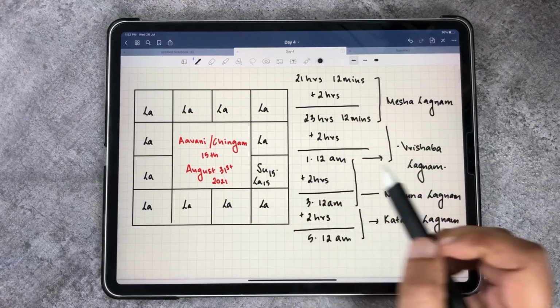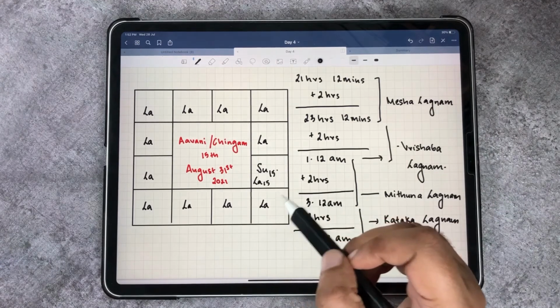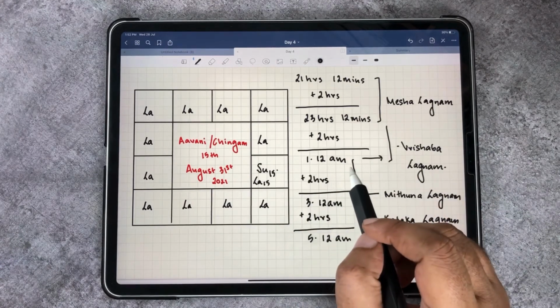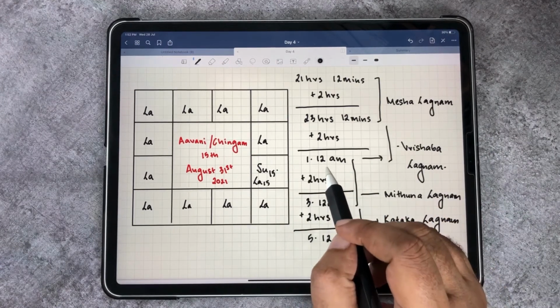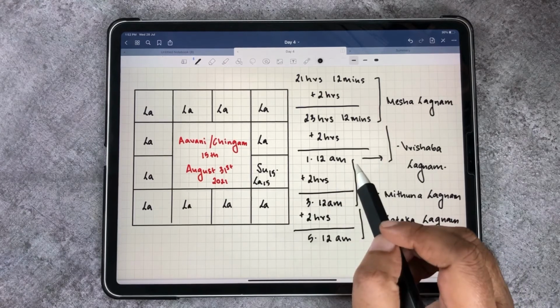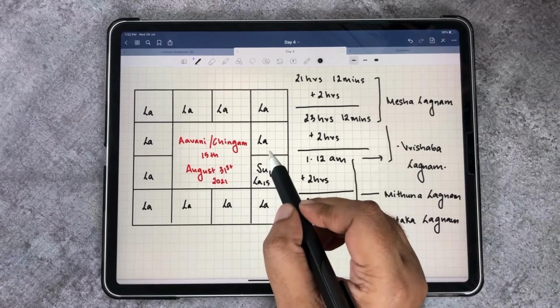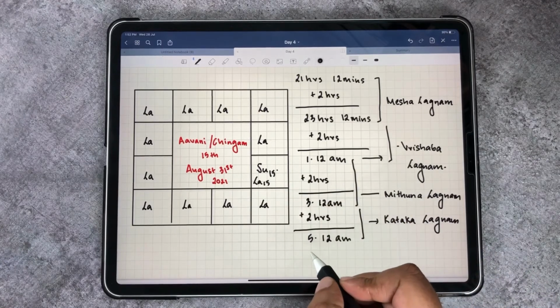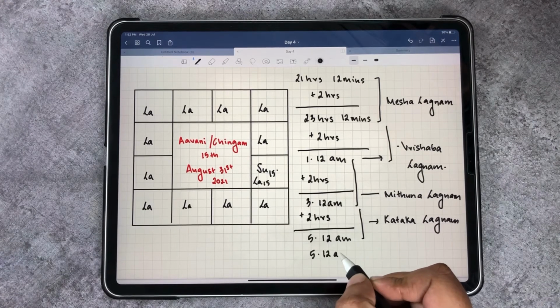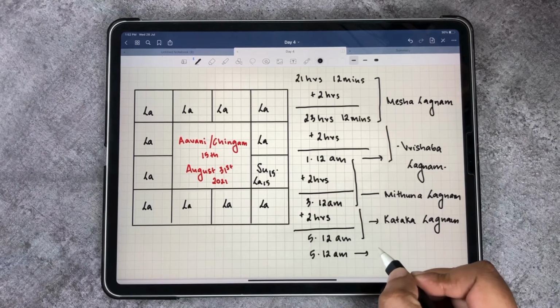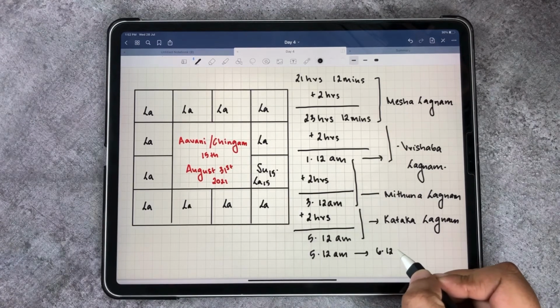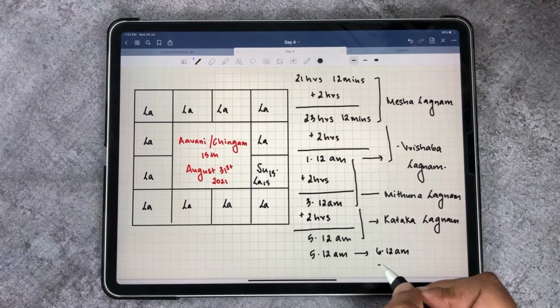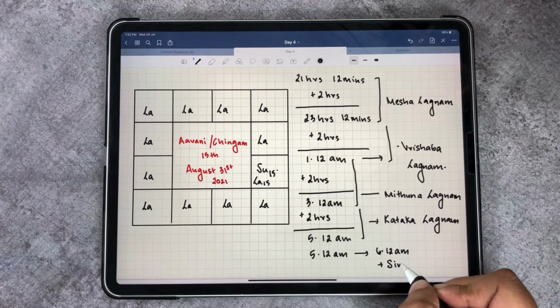So by 5:12 a.m. Kataka Lagnam is complete. So how much more time is left? 1 hour is left, right? So for 30 degrees, 2 hours. 15 degrees, 1 hour. So again, you will have the Simha Lagnam, that is from 5:12 a.m. to 6:12 a.m., you will have the Simha Lagnam.